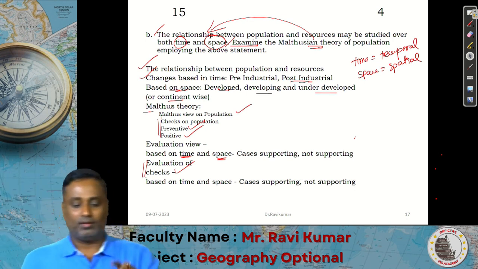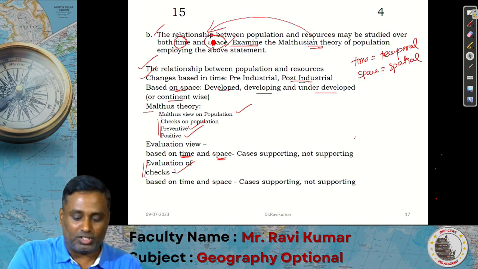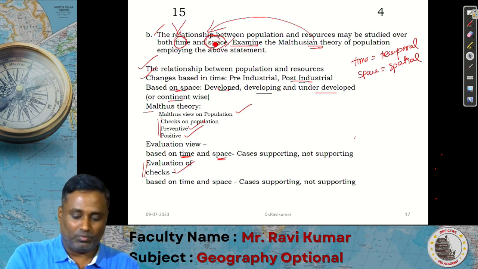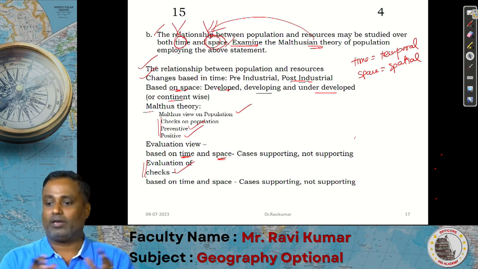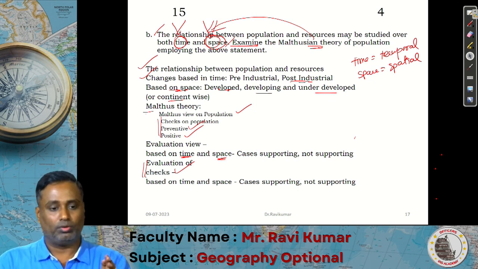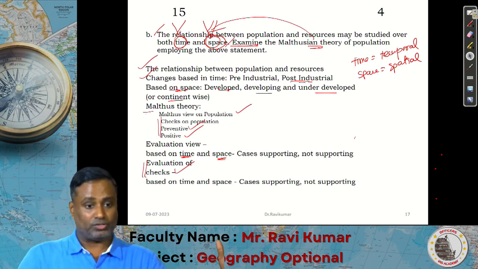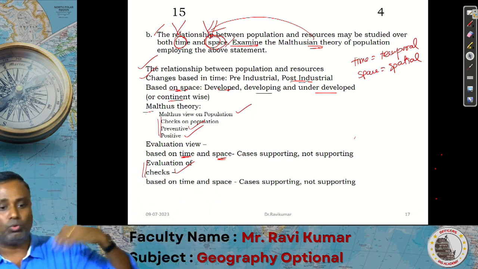First, in the statement itself they have given two things, time and space. So first you classify what the time is and what the space is. Since we are talking about resources, we go with pre-industrial and post-industrial. Those two classifications are enough. If you make more classifications, you go into more subtitles, and it will be difficult.